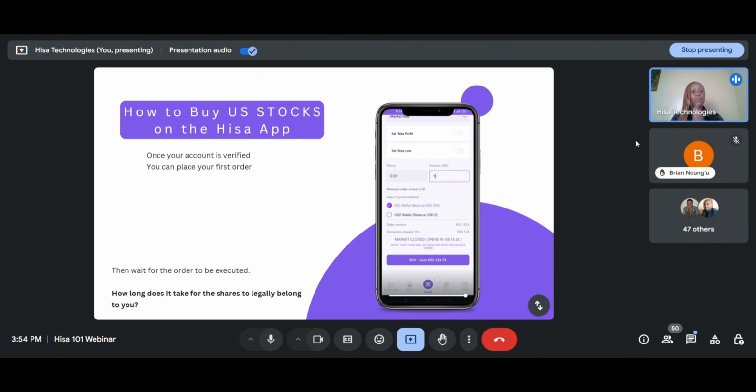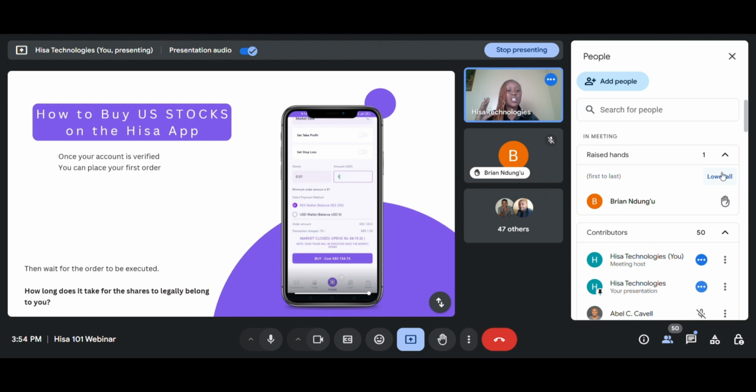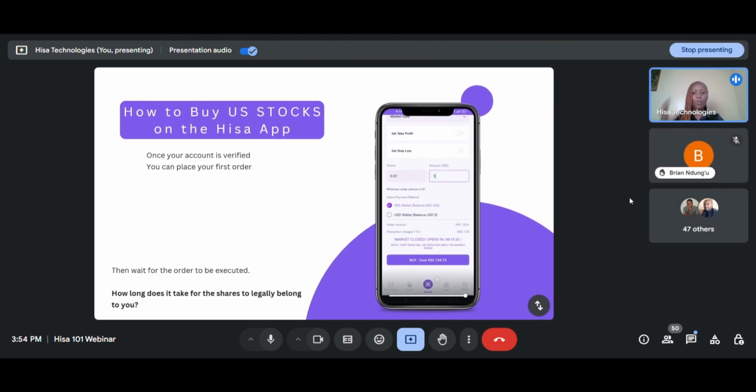So once you've placed your order, remember this is a market whereby when you are buying, what you're looking for is a person that is on the other end that is willing to sell to you at that specific price. So once you place your order, wait for it to be executed. That is, wait for it to be matched to someone else who is selling. So yes, wait for the order to be executed.